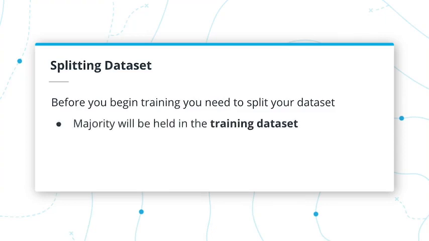A training dataset is the data that will be used when your model is training. Most of your data will be here. A general rule of thumb is around 80% of your data.